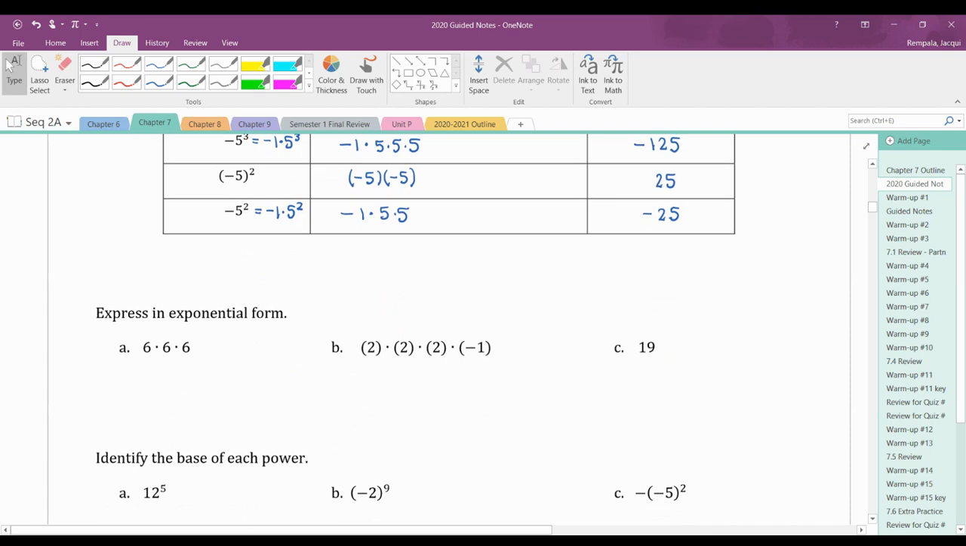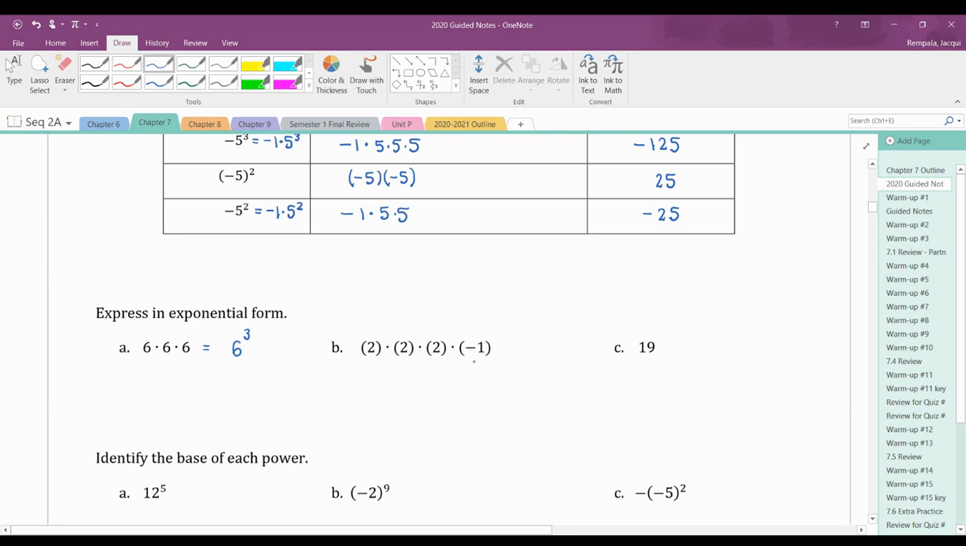In these next examples here, it says to express in exponential form, which means that right now it's in repeated multiplication form. Notice how I see the same number 3 times. That means that I want 6 to be the base, and since I see it 3 times, 3 is my exponent. So 6 to the third power would be my exponential form.